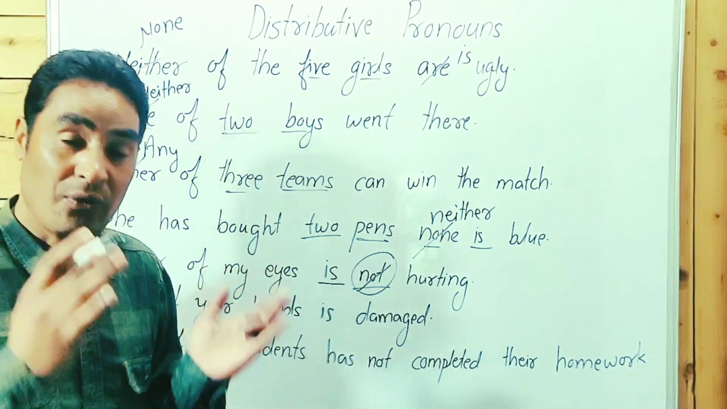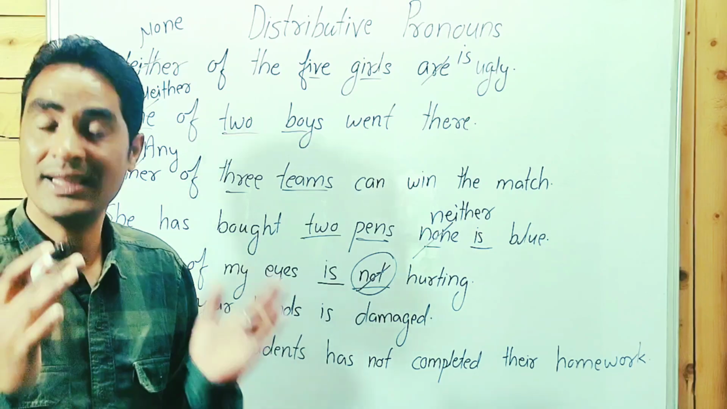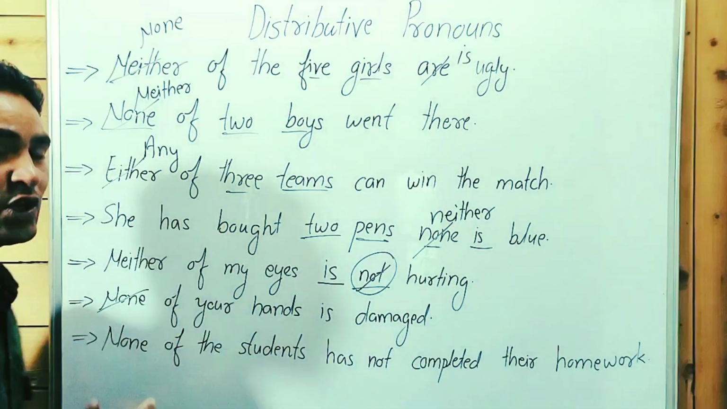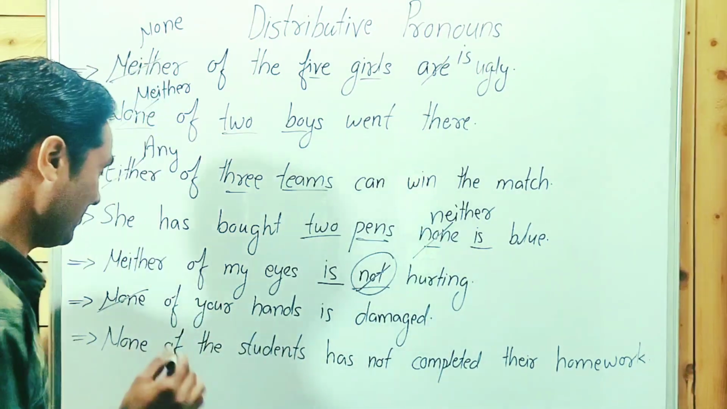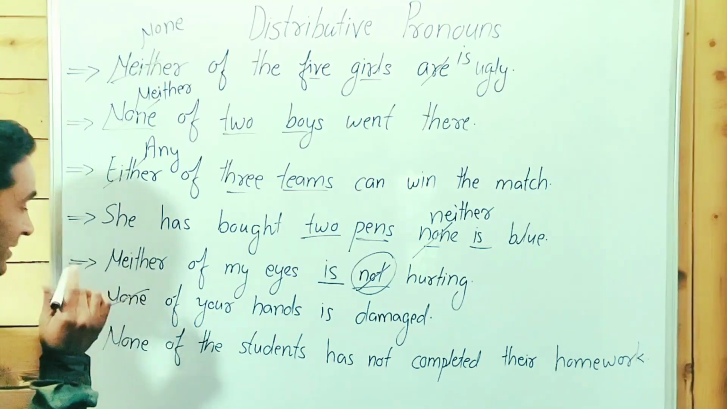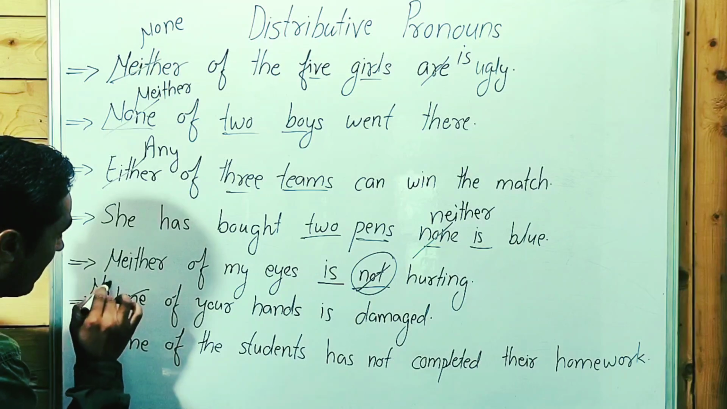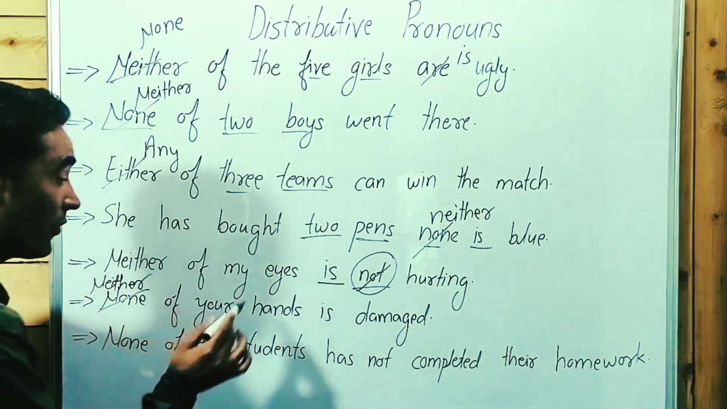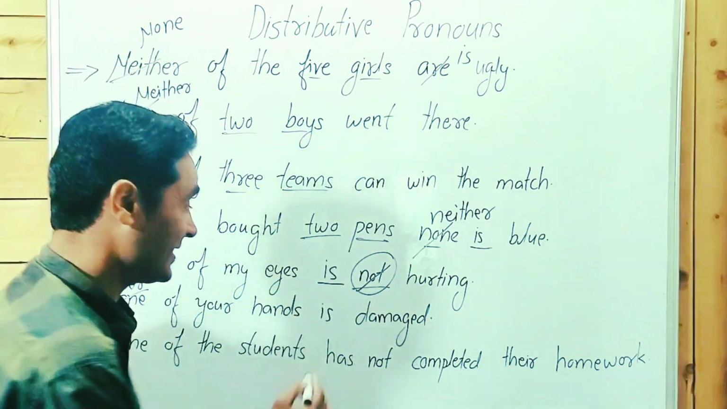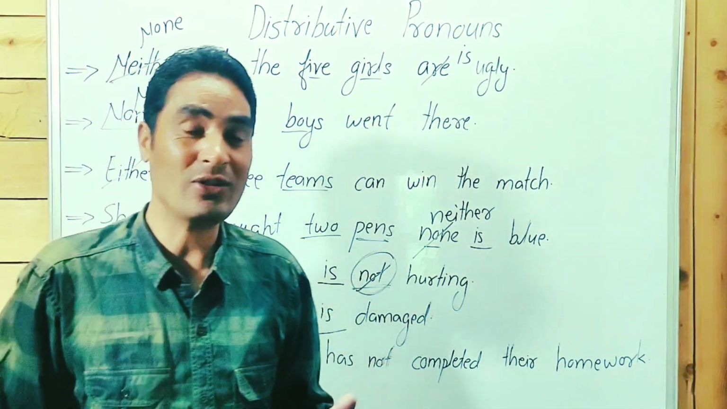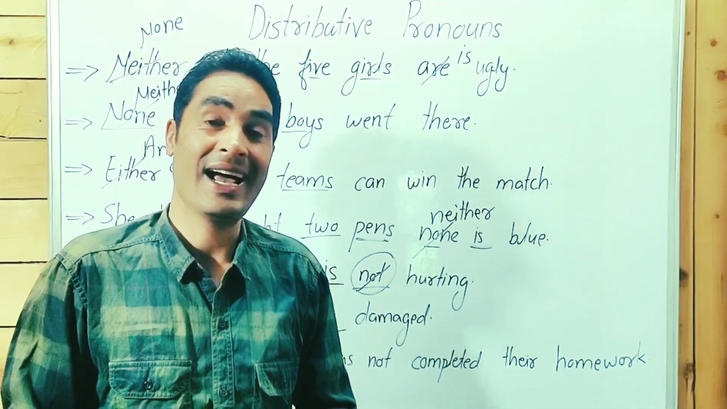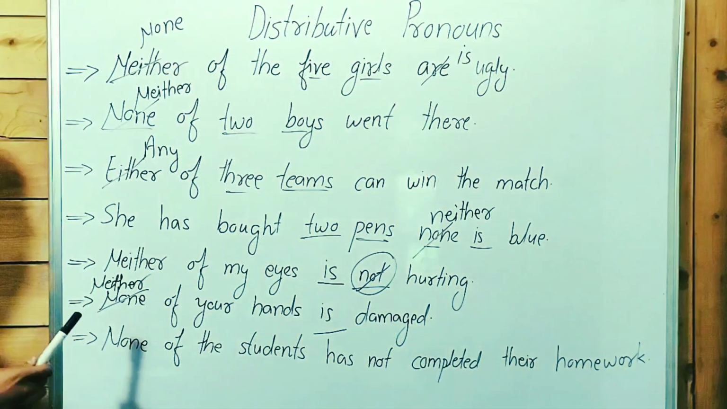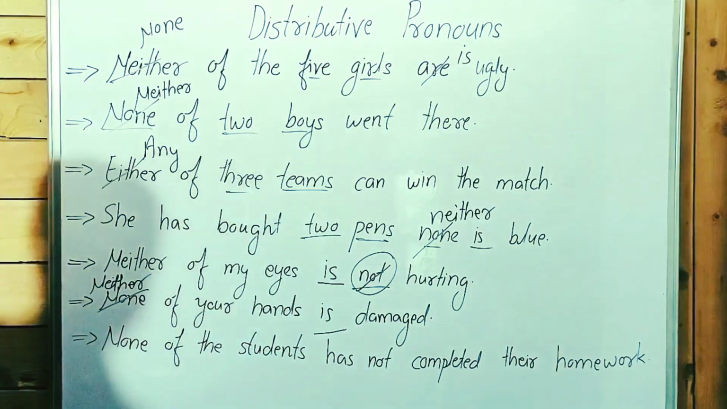None stands for 0 out of many in the negative sense. Neither stands for 0 out of 2, in the negative sense. This sentence gives us a negative sense, so we have to say neither. Neither of your hands is damaged. Both of your hands are damaged is also correct.